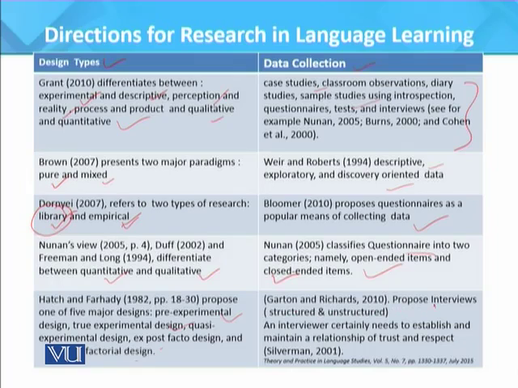Carden and Richard propose interviews, structured or unstructured, where any interviewer certainly needs to maintain a relationship of trust and respect in the interview. So mostly you see that data collection is qualitative, where research requires empirical data. When we are empirically testing something, we rely more on qualitative data collection.